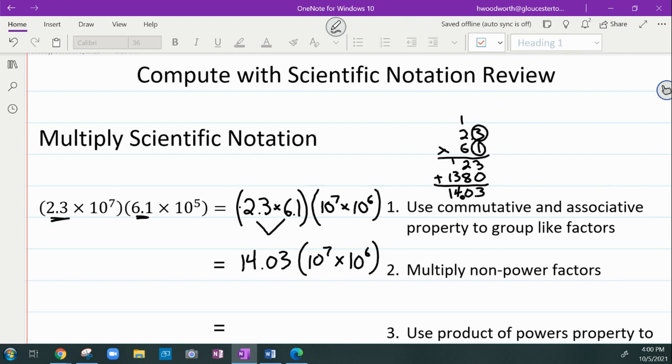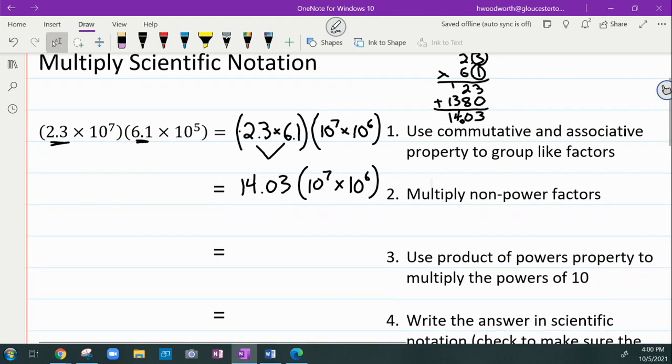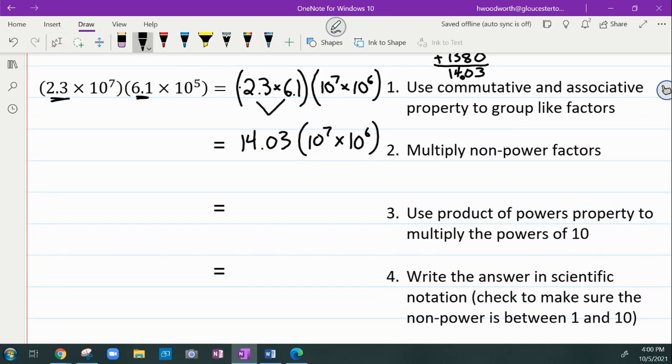All right, next step is 3. Use the powers property to multiply the powers of 10. So we're just going to bring this down, and now we're going to multiply these. Well, we know that we keep the base and we add the exponents, so we're going to do 7 plus 6 and get 13.